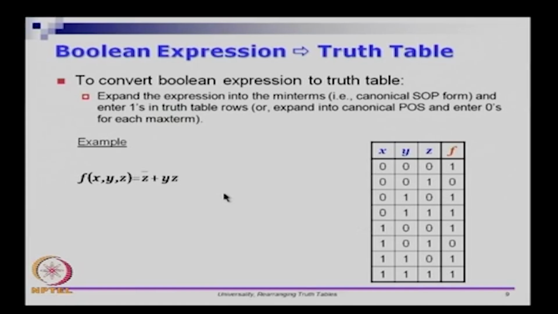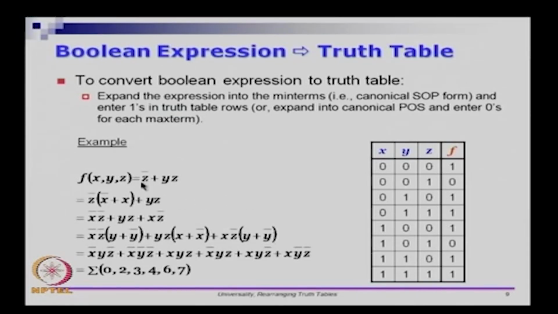Another way to do that, which is slightly more explicit, is to get the min terms that are involved in it. We have seen these expressions before. You take z bar, which is missing an x term, so express it in terms of x: z bar into x bar plus x, plus yz.